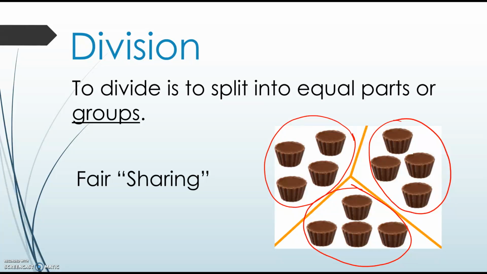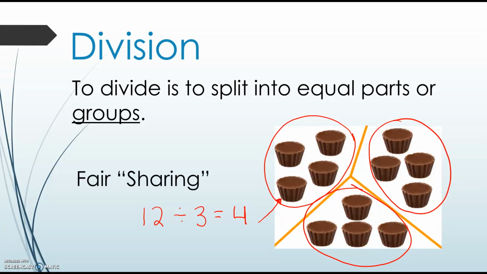You can also think of division as fair sharing. So if I have 12 candies and I want to share that equally so that it's fair among 3 people, then each person would get 4 candies. And you can see that each of these groups represents 1 person.